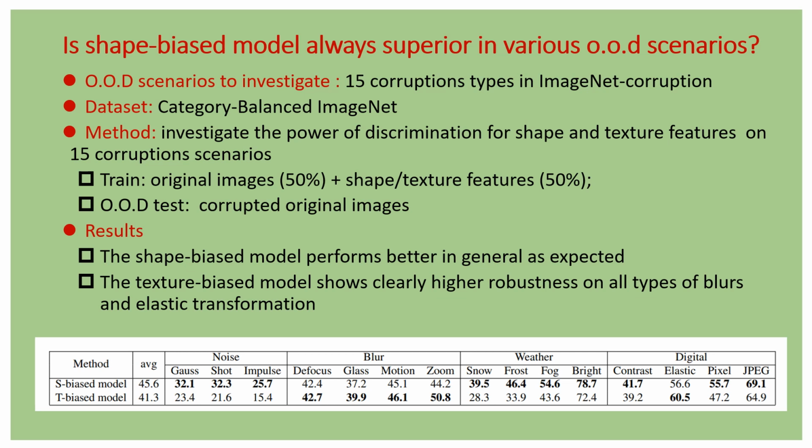The shape-biased model performs better in general as expected, while for all types of blurs and elastic transformation, the texture-biased model shows clear higher robustness. This observation can be explained by the fact that when images are blurred or subjected to elastic transformation, their shape information changes more than texture, leaving their texture information as a more predictive cue. Therefore, although the shape-biased model has higher average accuracy, the texture-biased model shows noticeable advantage in certain scenarios where shape information is less reliable.